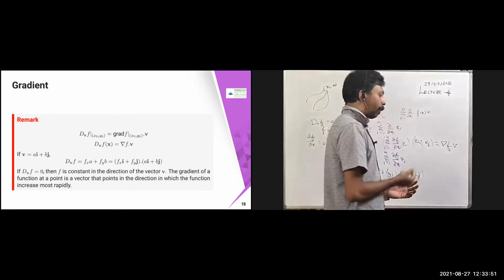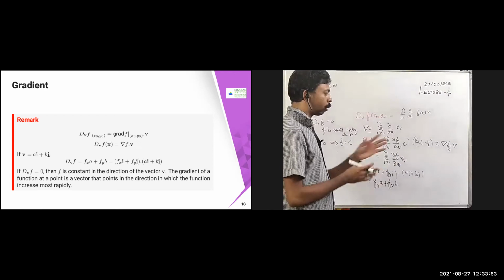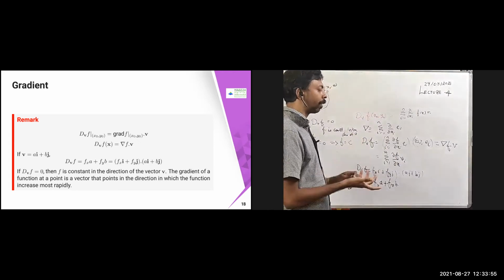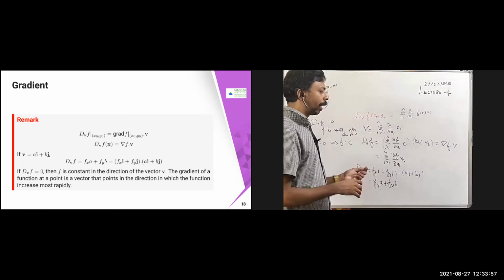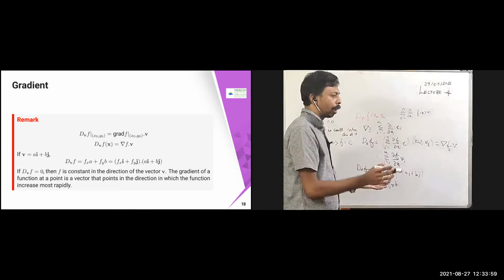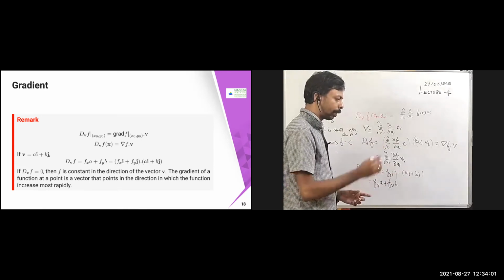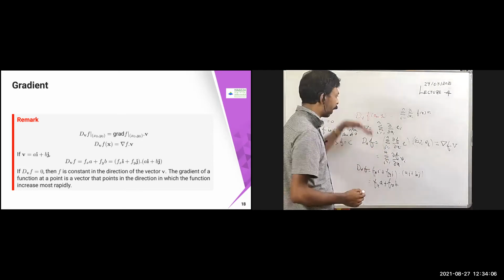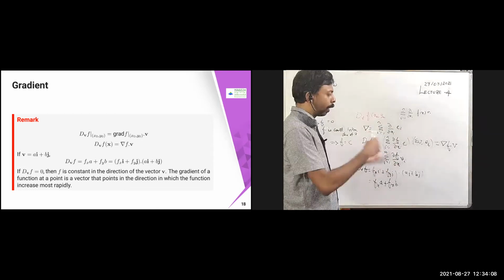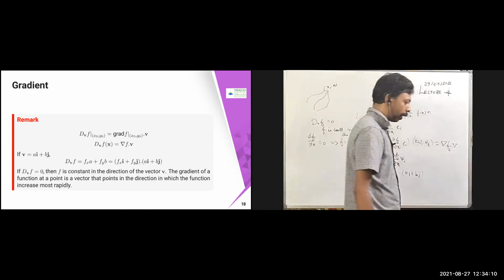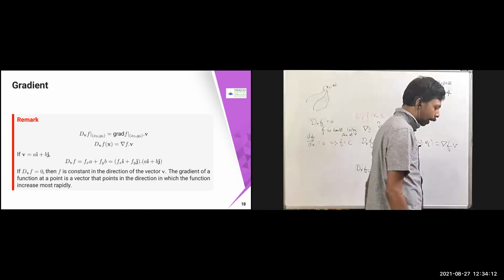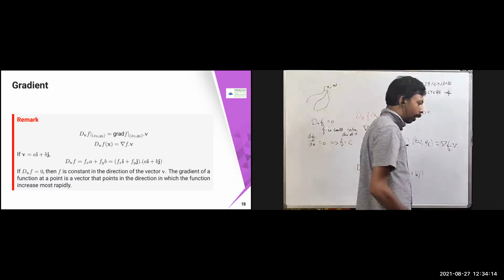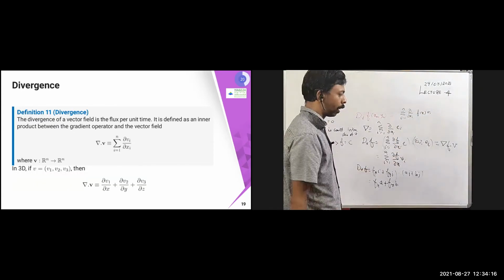The gradient of a function at a point, which I have already explained, is a vector that points in the direction in which the function increases most rapidly. That already Kritik has mentioned, right? This is the place where that increase is going to happen more rapidly. That's what I mentioned: you can take a bowl and put a bead in it and see where it reaches. It will always reach the center of the bowl.